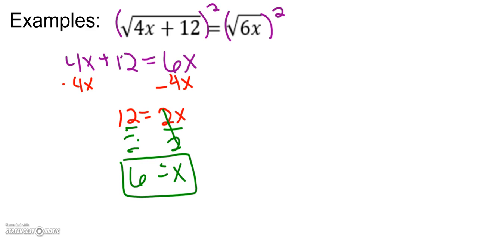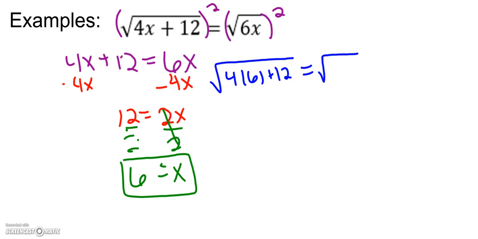Okay, let's take that, plug it in, and double check. So we have the square root of 4 times 6 plus 12. 4 times 6 is 24. So we have 24 plus 12, which is equal to the square root of 36. Sorry, my pen's bad. And the square root of 36 is equal to 6.